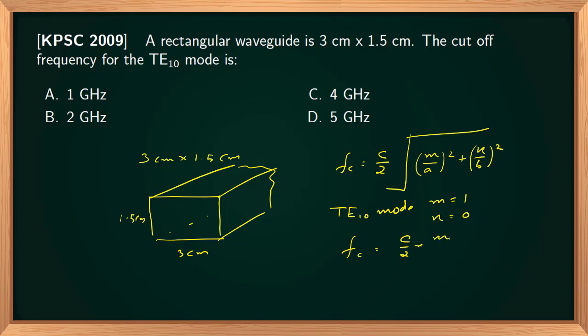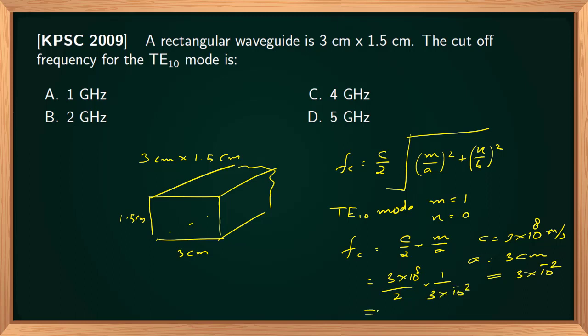into m by a. C is the velocity of light in free space, that is 3 into 10 raised to 8 meter per second. A equal to 3 centimeter, the longer dimension, that is 3 into 10 raised to minus 2. Substituting, we will get 3 into 10 raised to 8 by 2 into m is 1 by 3 into 10 raised to minus 2. So the answer will be 5 gigahertz. The correct option is option D, that is 5 gigahertz.